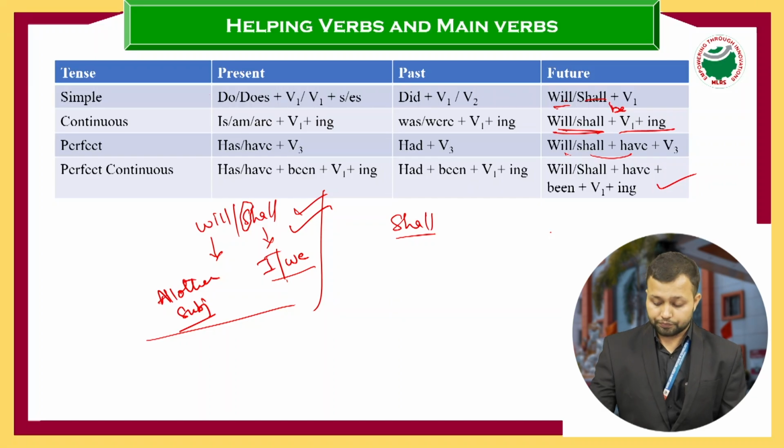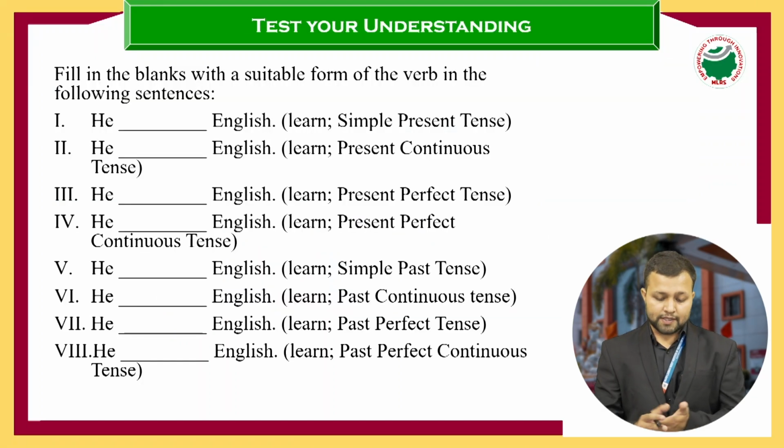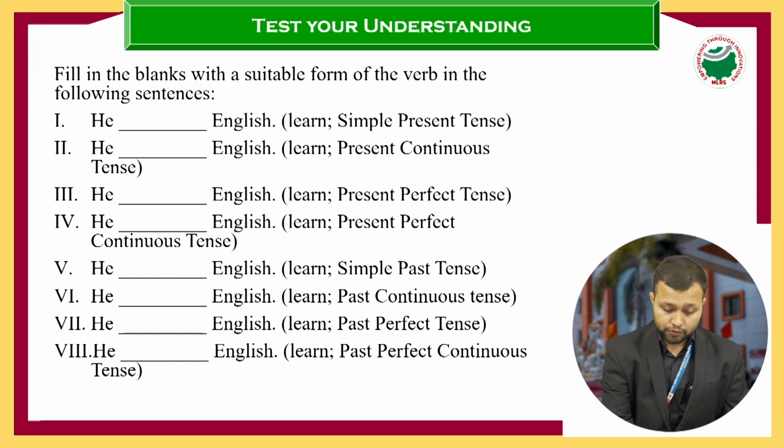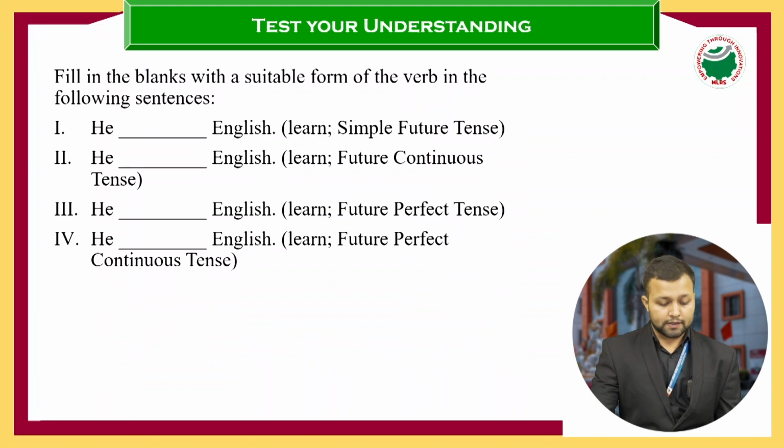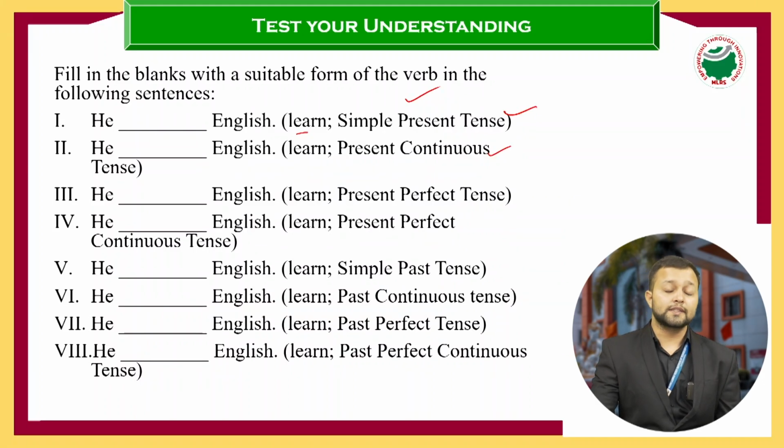So test your understanding of helping verbs and main verbs by filling the blanks using the verb learn in different tenses in all the sentences. In "I blank English," you need to use a helping verb and main verb. The main verb will be learn and the helping verb will be used according to the tenses mentioned in the bracket. I have given 12 tenses, 4 of future and 8 of present and past tense. So try to fill all these blanks.